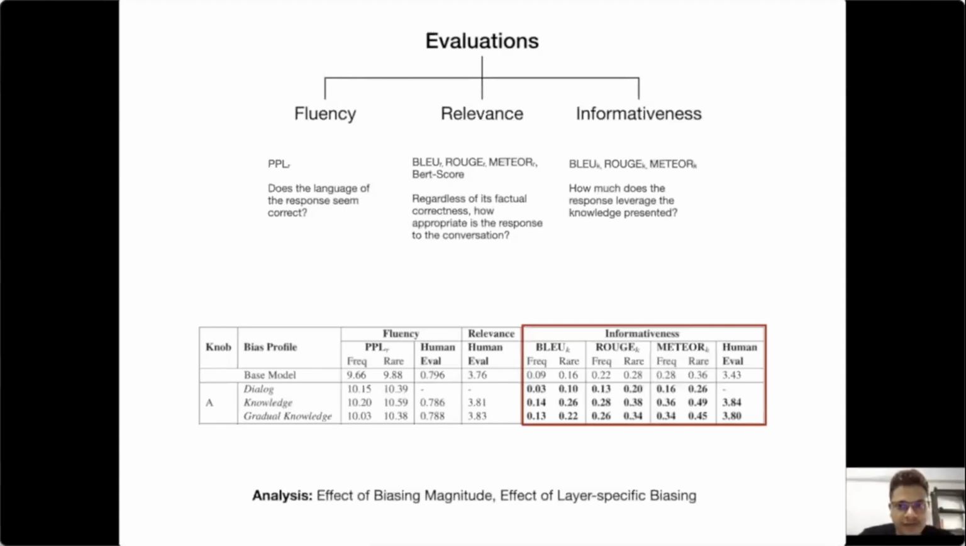In the paper, we have additional analysis on the effect of magnitude. So how high or low the biasing value should be, and also where the biases should happen. Should it happen on the upper layers, on the top layers, or the bottom layers, and so on. So we have some of the results in the paper.